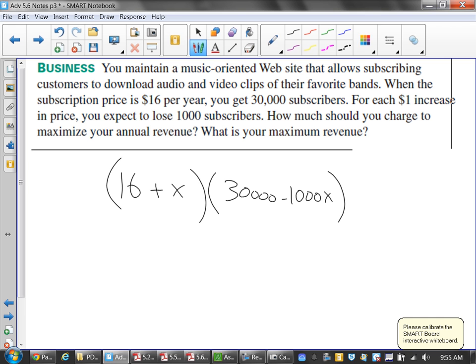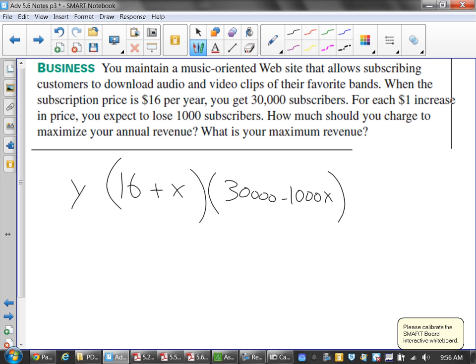That value of x is the increase. So if you increase $2, you're losing 2,000. If you increase $5, you're losing 5,000. Does that make sense? Yeah. So now, has this created its own quadratic model? Yeah. So here's what we want to do.